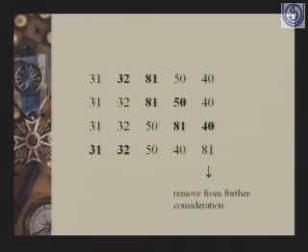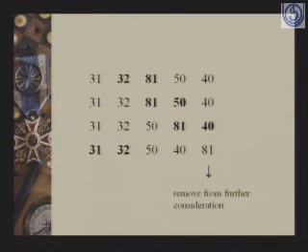In this way we get 31, 32, 50, 81, and then we consider a pair of elements by adding the next element to the right, that is 81 and 40. And we know that 40 is not in the correct position relative to 81, therefore again 81 and 40 are exchanged, and finally after these four iterations, we get 81 in the last position of this list.